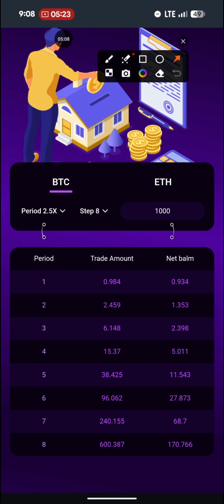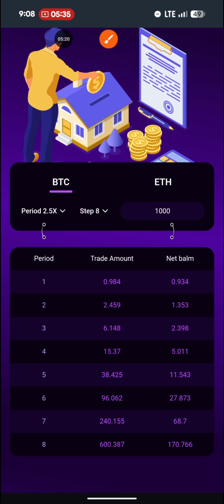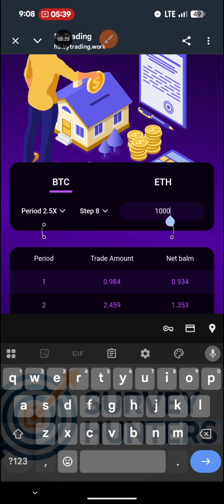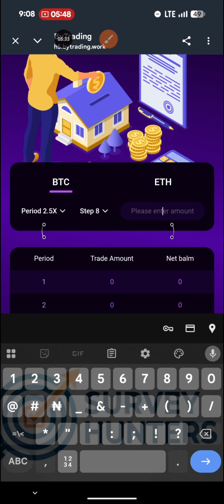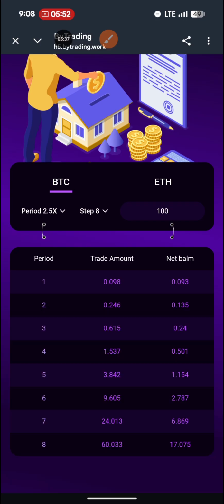You can see we have period 1, period 2, up to period 8, and we have this option which they call trade amount, and we have the net BAM. Now I'm going to explain how this calculator works. I have 250 something on my balance. So let's say, for example, I want to risk $100. I want to use $100 from my balance to trade.